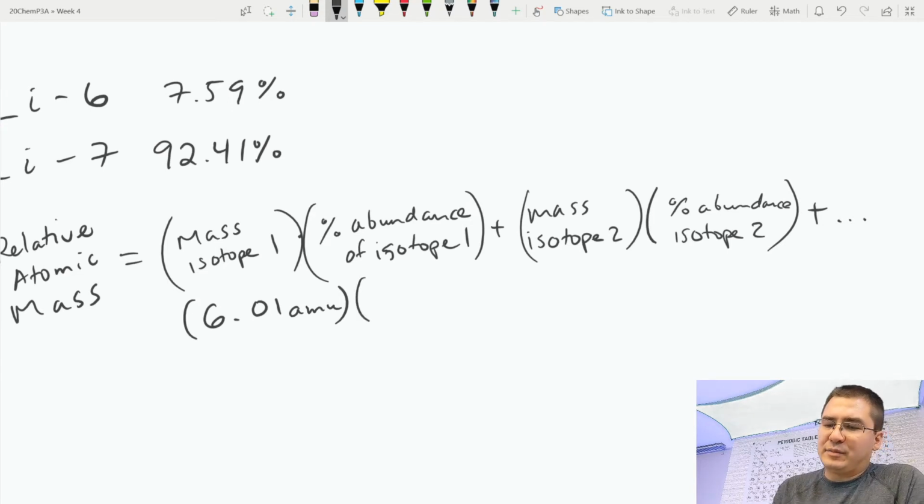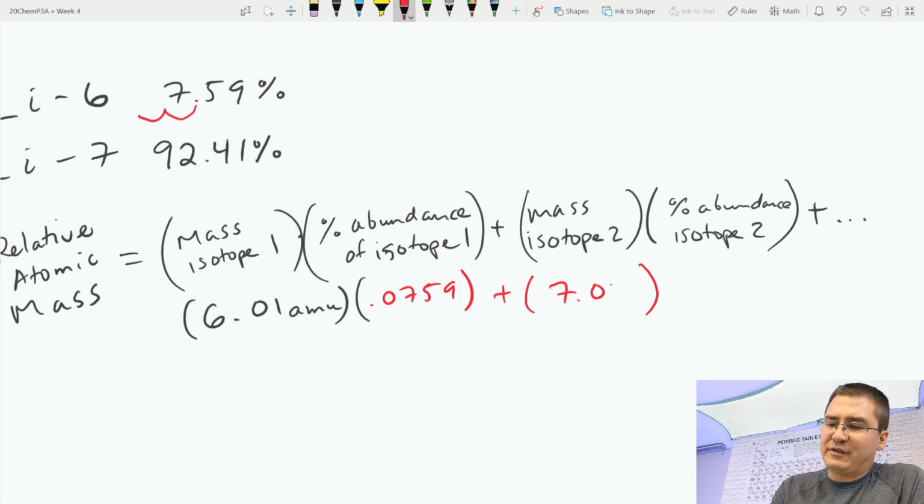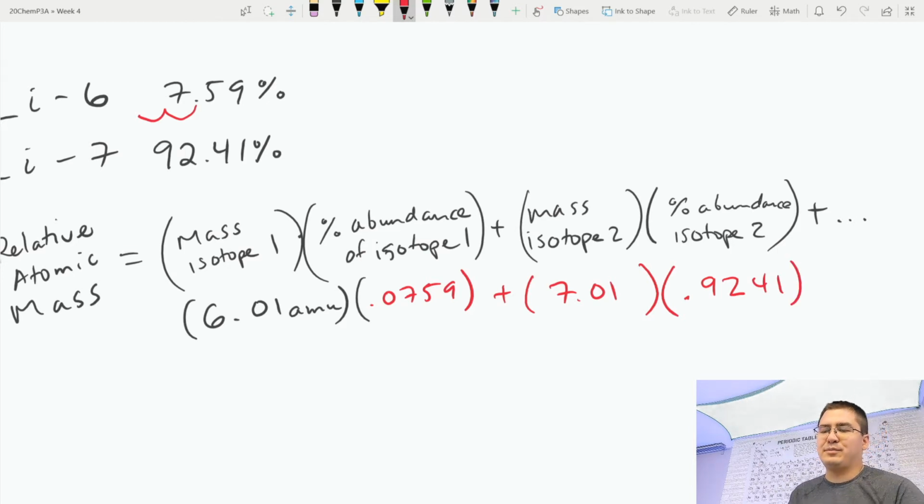Okay, and the percentage was written as a decimal. So I have to move the decimal twice when I'm writing percent in decimal form. 0.0759 plus mass of isotope 2, which was 7.01, and for this one, move the decimal place 2 places: 0.9241 would be 92.41%. Plus, I don't have anything else. There's only 2 isotopes. You can quickly see if you have more than 2 isotopes that you'd need to include those. But here, we do the multiplication first.